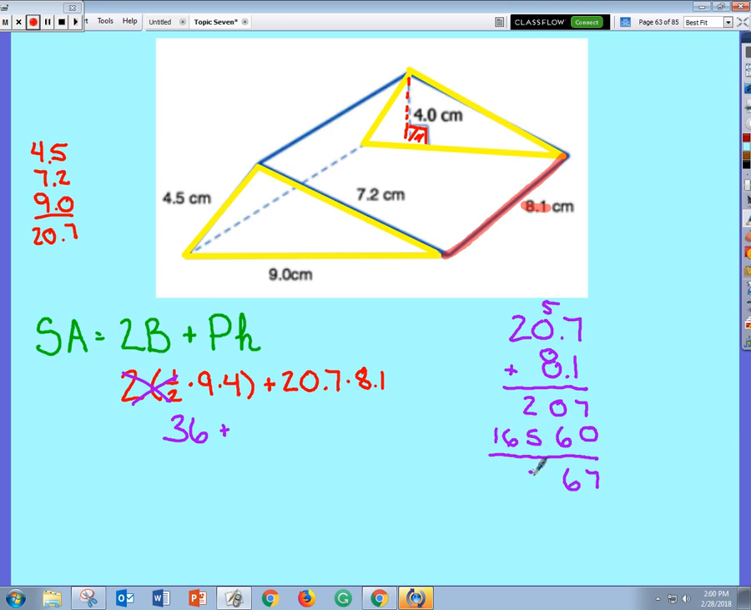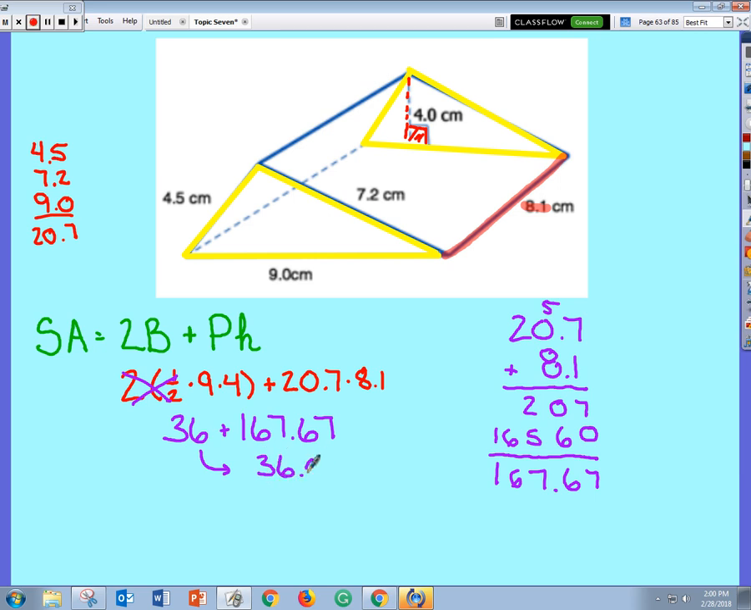5 plus 2 is 7. We have 6, and we have 1. We move over 2. Okay, we have now, when we multiply the perimeter times the height of the prism, we have 167 and 67 hundredths. We're now just going to combine that with the area of the bases. I'm just going to slide this 36 right underneath here, lining up place values.